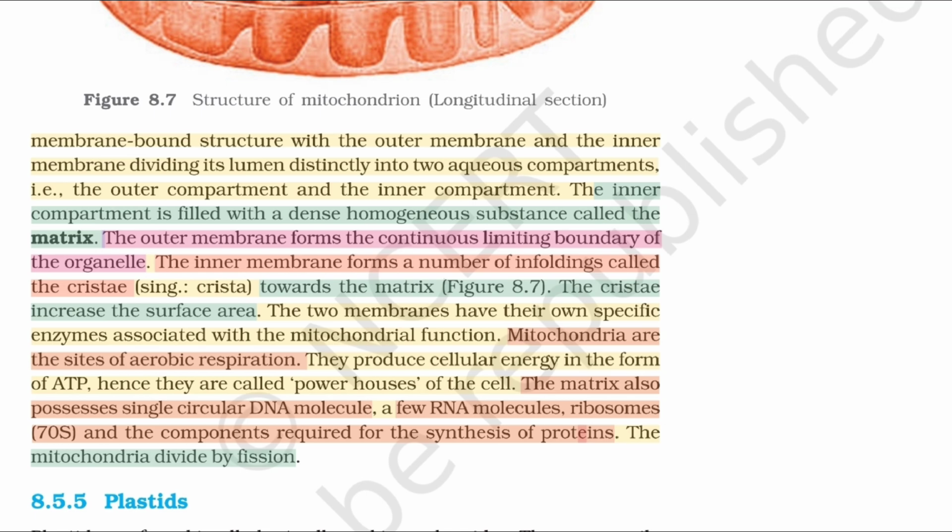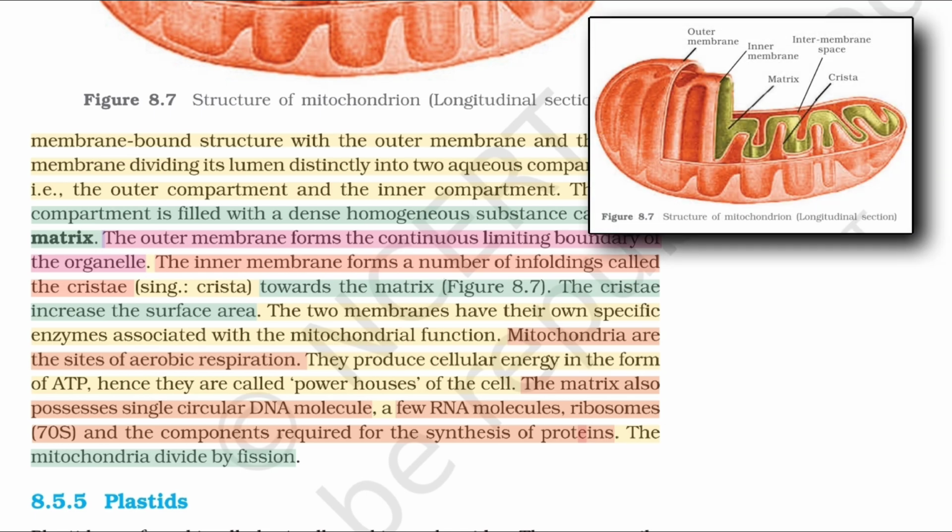The inner compartment is filled with a dense homogeneous substance called the matrix. The outer membrane forms the continuous limiting boundary of the organelle. The inner membrane forms a number of infoldings called the cristae, singular crista, towards the matrix, figure 8.7. The cristae increase the surface area. The two membranes have their own specific enzymes associated with the mitochondrial function.